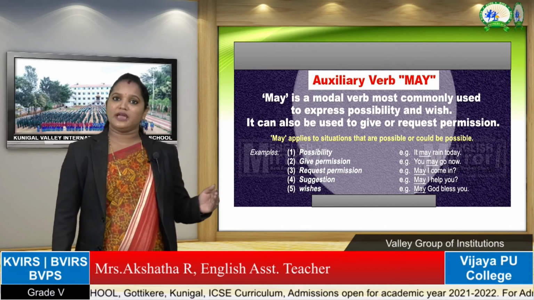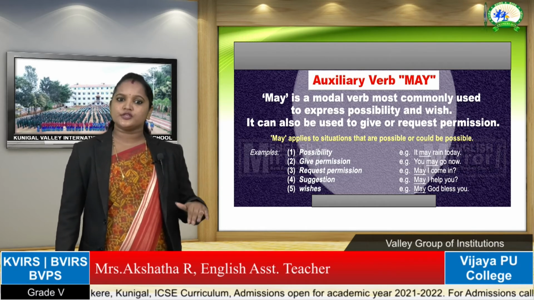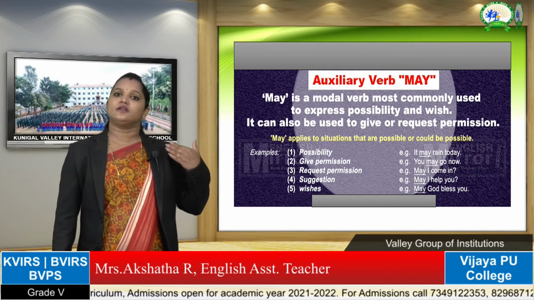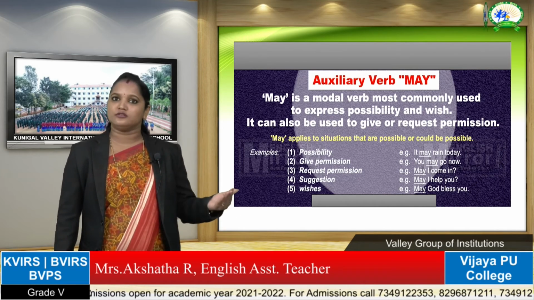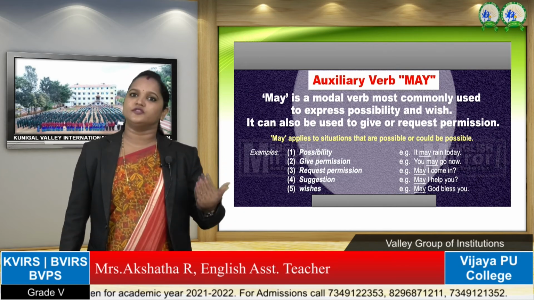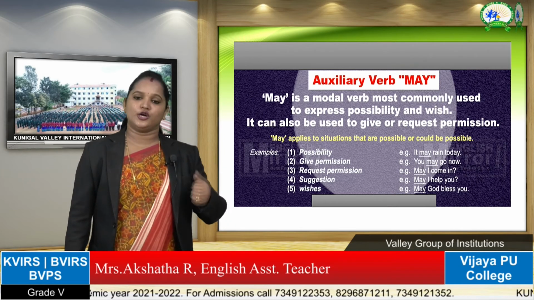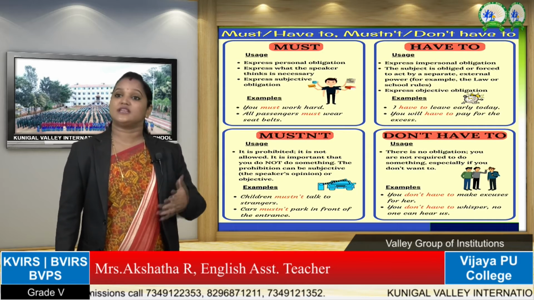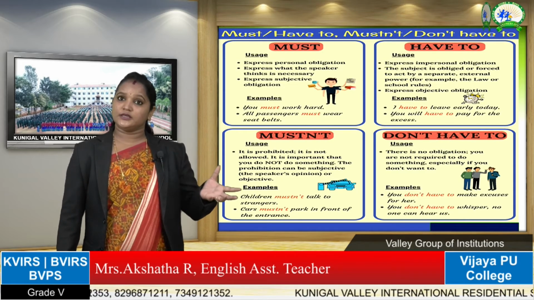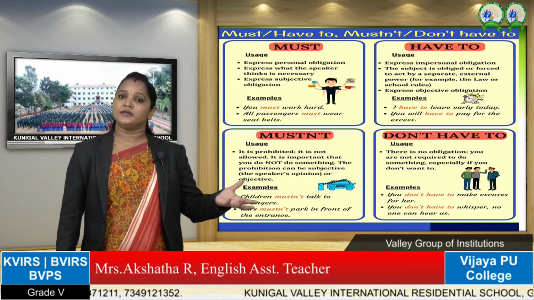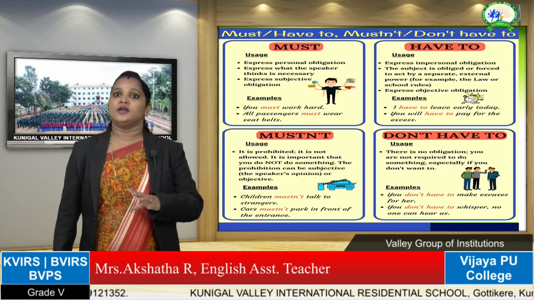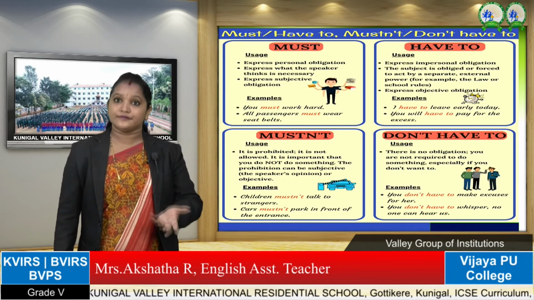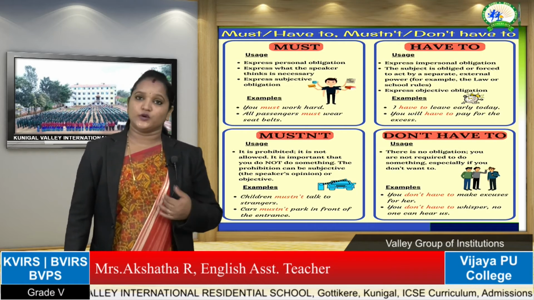So the words may and may not can be used to express possibility or wishes, and when you make a request or ask permission, we can also use this modal verb, may and may not. Next is must and must not, have to, don't have to. Similar to modal verbs, we have a few more auxiliary verbs, like have to, need to, don't have to, don't need to. These words are also there.